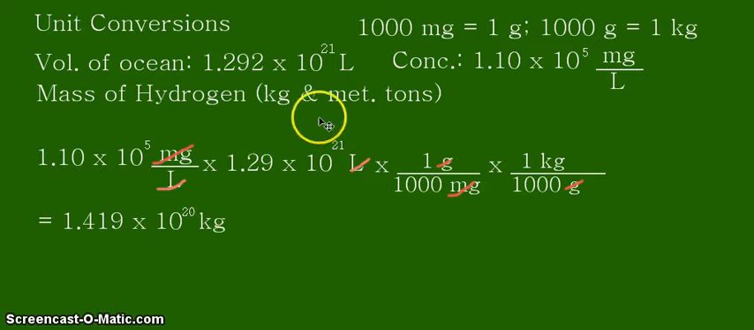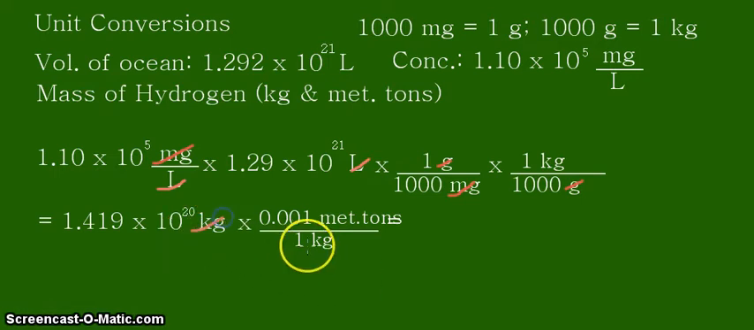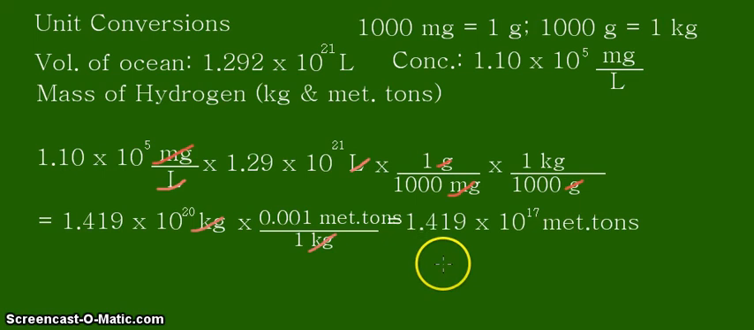Alright, but we still need to use this value to calculate the mass of hydrogen in the unit metric tons. So to continue the conversion, we need one more conversion factor from kilograms to metric tons, and let's write it down. That conversion factor is 1 kilogram is equal to 0.001 metric tons, or 1,000 kilograms is 1 metric ton. To cancel the unit, we make sure that the unit kilogram is in the denominator of the conversion factor, so it cancels out and we are left with the unit metric tons, which is our desired unit. So let's do the calculation, and the answer is 1.419 times 10 to the 17 metric tons. That's still a lot of mass of hydrogen in metric tons.